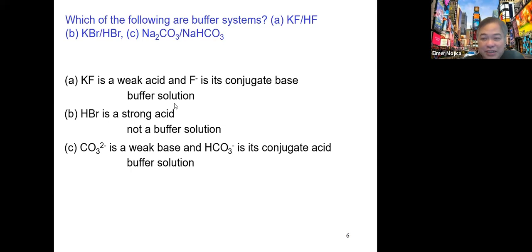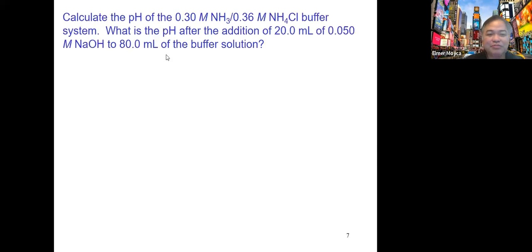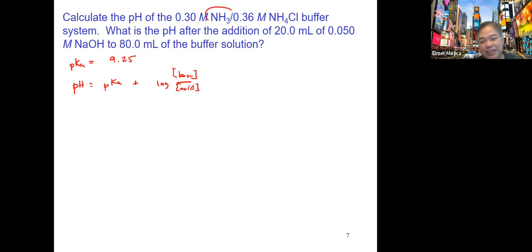Now, if we have a calculation problem, usually ganito lang. Ang ano lang natin, yung first part lang. Wag na yung kasunod. Kasi wala daw calculation eh. So what do we use here? We're going to use the Henderson-Hasselbalch equation. There's something that is missing here: the Ka or the pKa of the NH4+. So I can give you the pKa as 9.25. So you just use pH equals pKa plus log base over the acid. So all you need to identify, alin dito yung acid, alin dyan yung base. So 9.25 plus log. So alin, saan ang 0.3, saan yung 0.36?